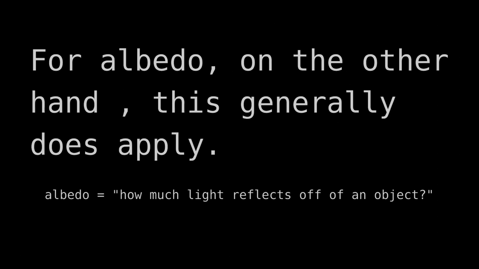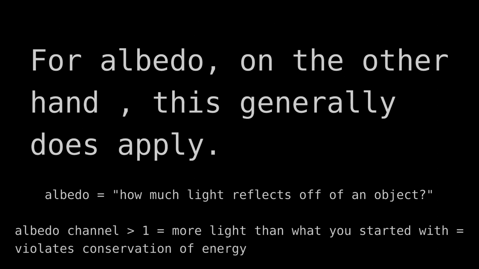For albedo, on the other hand, this upper bound of 1 generally does apply, because the albedo tells you how much light reflects off of an object. An albedo greater than 1 would mean that you get more light than what you started with upon reflection, a violation of the conservation of energy principle. Anyway, all that being said, let's begin.